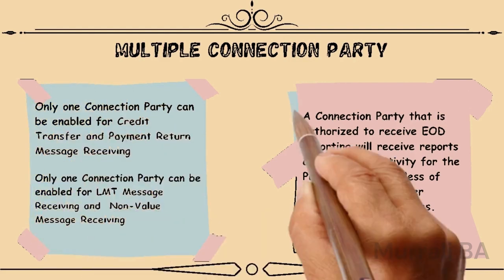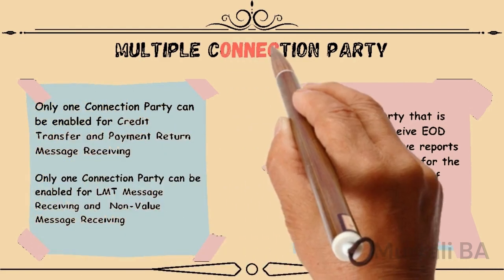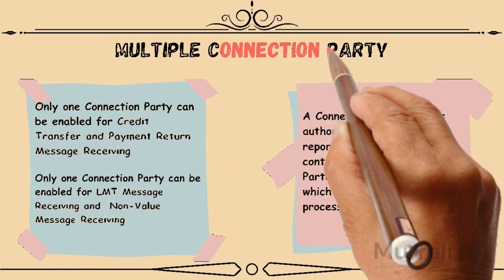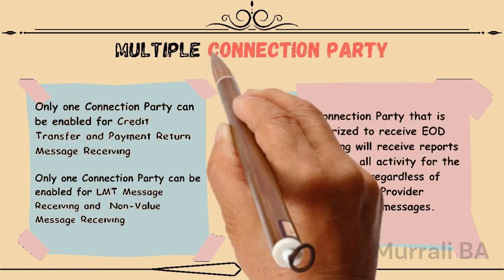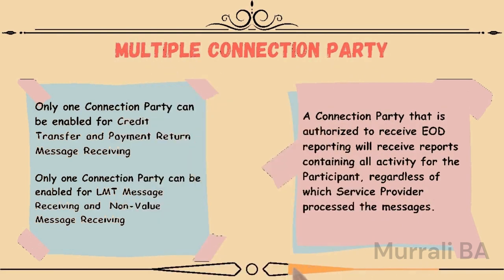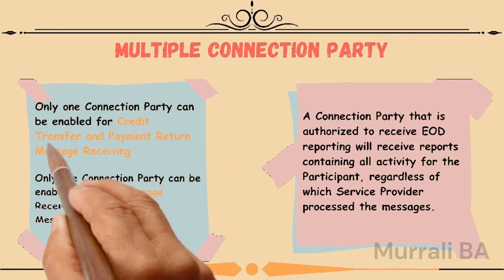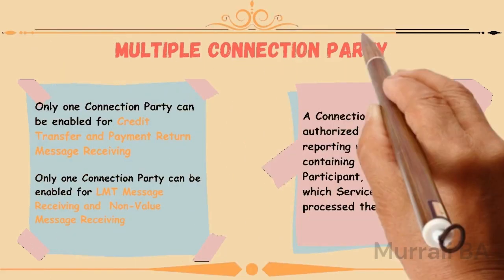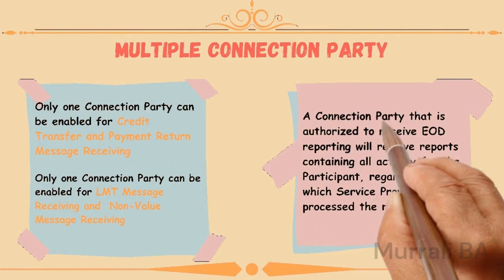Whereas, say another service provider's connection party is authorized to receive an EOD report. In this case, a report contains all the transactions done by a bank. So here, the different service provider concept is disregarded since reports are at the bank RTN level, not at the connection party level.